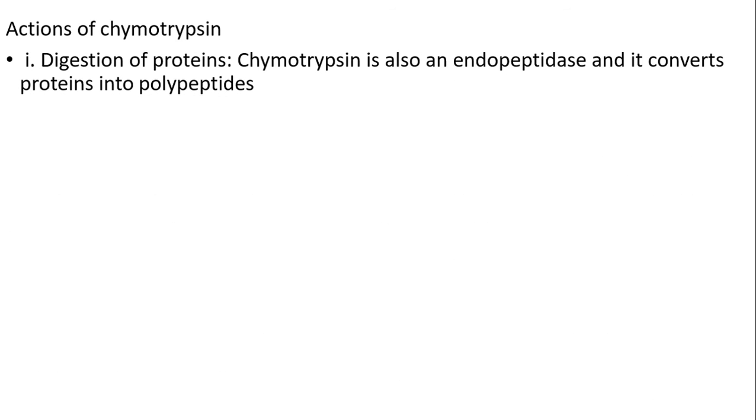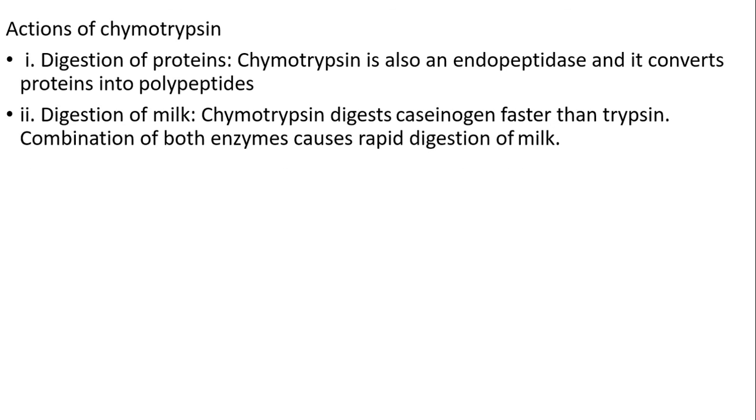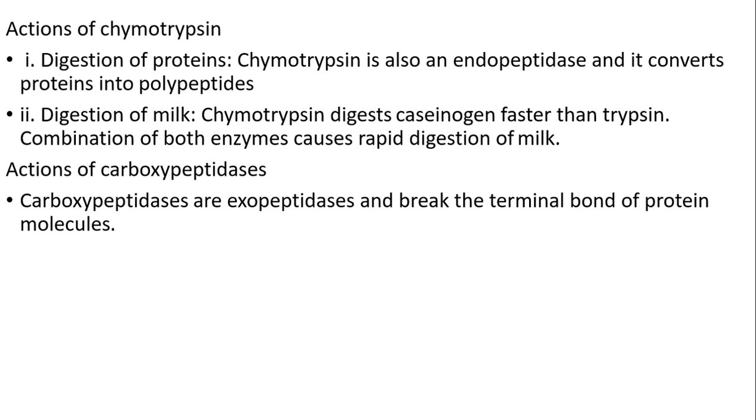Actions of chymotrypsin. First one is digestion of protein. Chymotrypsin is also an endopeptidase which converts proteins to polypeptides. Digestion of milk: it digests caseinogen faster than trypsin. Combination of both enzymes causes rapid digestion of milk. Actions of carboxypeptidase. Carboxypeptidase is an exopeptidase and breaks terminal bonds of protein molecules.